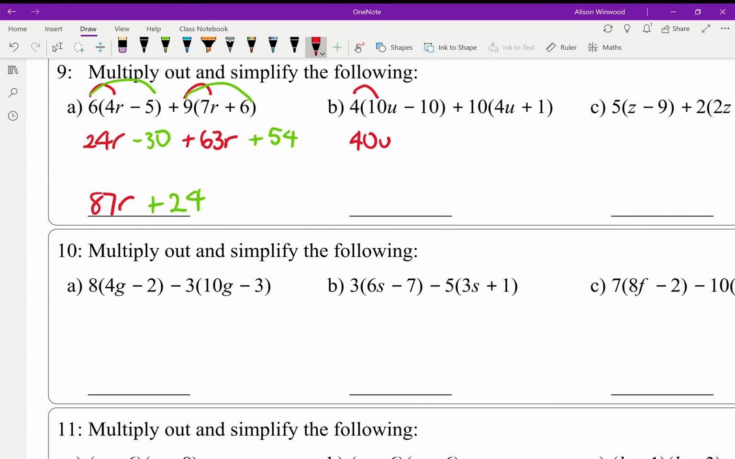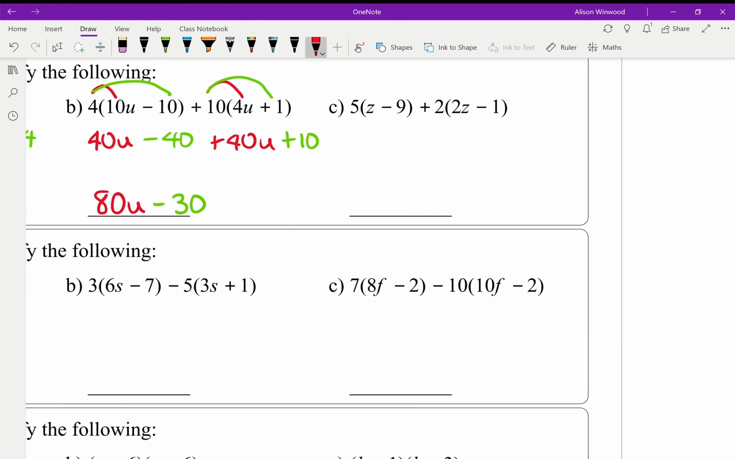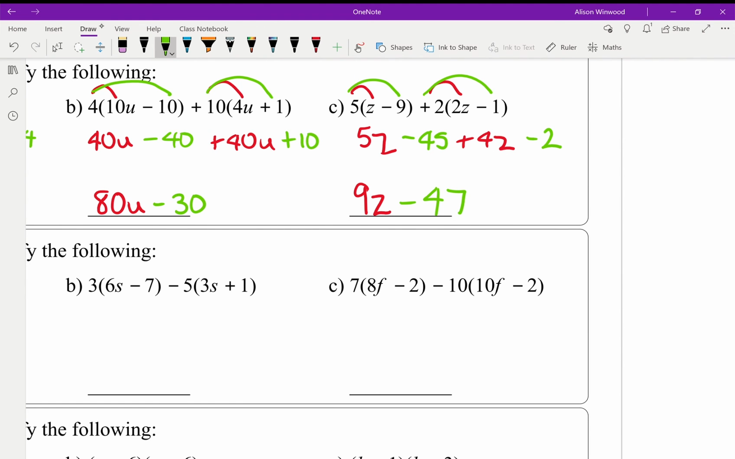So 40u subtract 40 plus 40u plus 10, put the u's together is 80u, put the numbers together is negative 30. 5z subtract 45, positive 4z subtract 2, put the z's together, I've got 9z, put the numbers together, I've got negative 47.